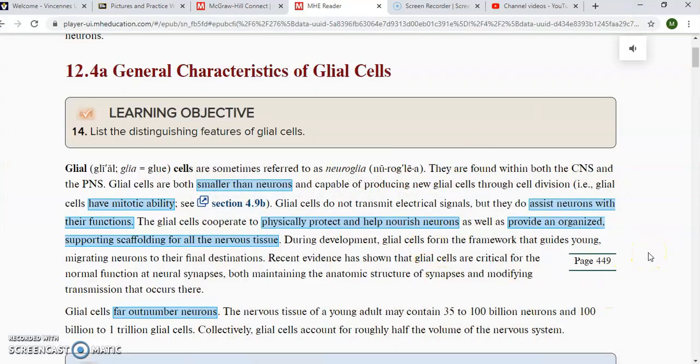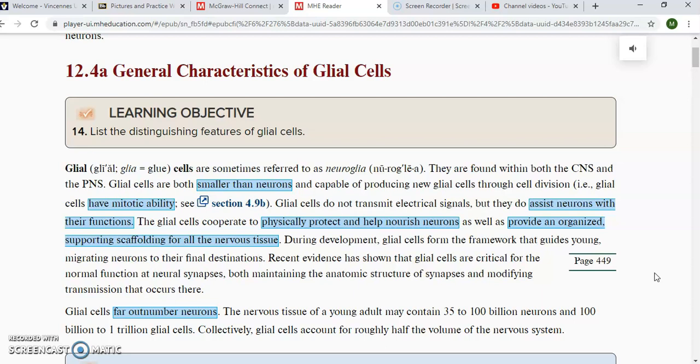All right, so let me get back to our textbook. Okay, so they're smaller than neurons. They outnumber the neurons, which is down here. They do have mitotic ability, so they are able to undergo mitosis and produce new glial cells. That's different than the neurons, which are amitotic and can't undergo mitosis. They do not transmit nerve impulses or action potentials. Their job is to just assist the neurons with their function.